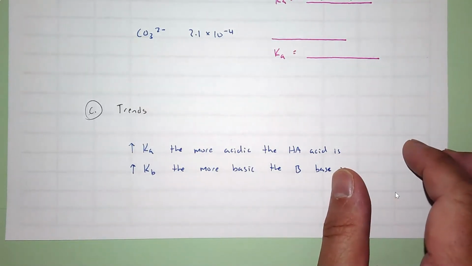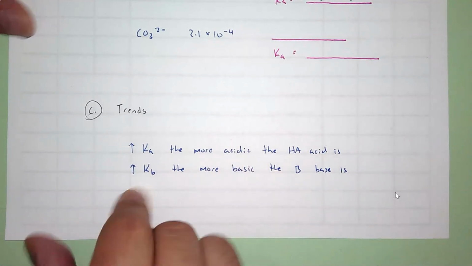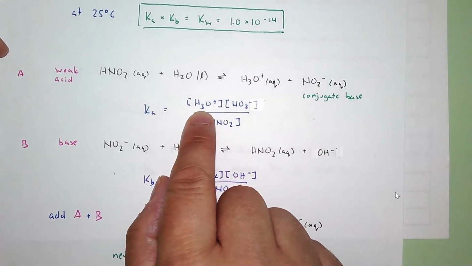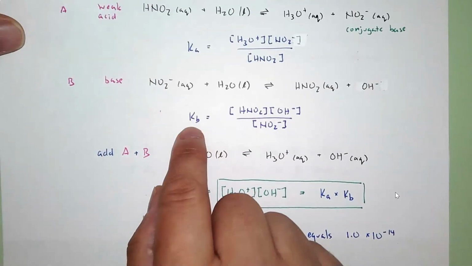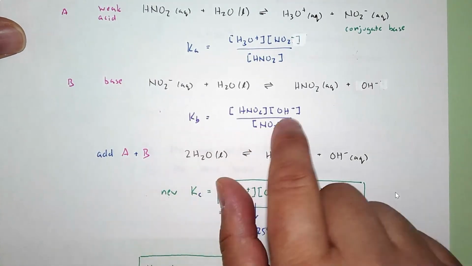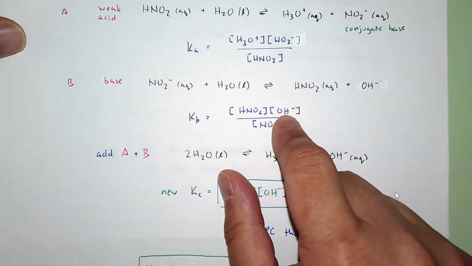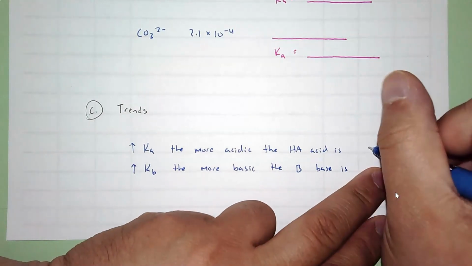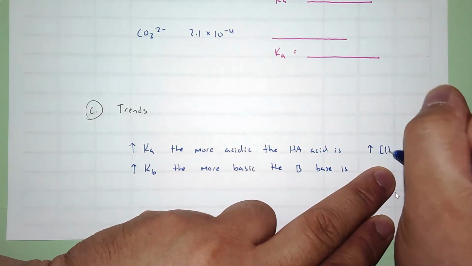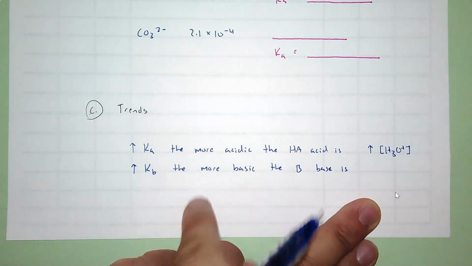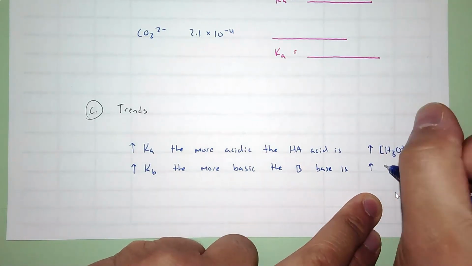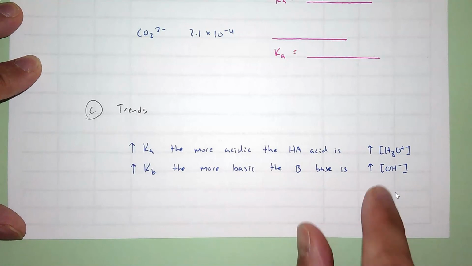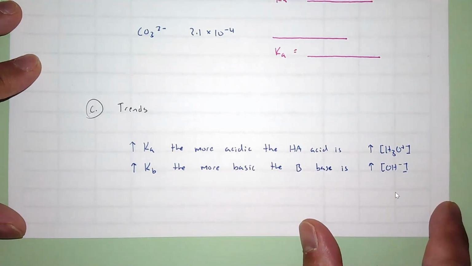And that's all I want to say about trends at this point. We'll get more trends in future videos, but that makes sense. The bigger the equilibrium constant, the more products we get. And so the more H3O plus we get, the more acidic the solution is. And for Kb, the bigger the Kb is, the more hydroxide we get. The more hydroxide we get, the more basic. If the Ka is very high, we have a high H3O plus concentration, and if the Kb is very high, we'll have a high OH concentration. And then you can start figuring out pHs based on those concentrations.